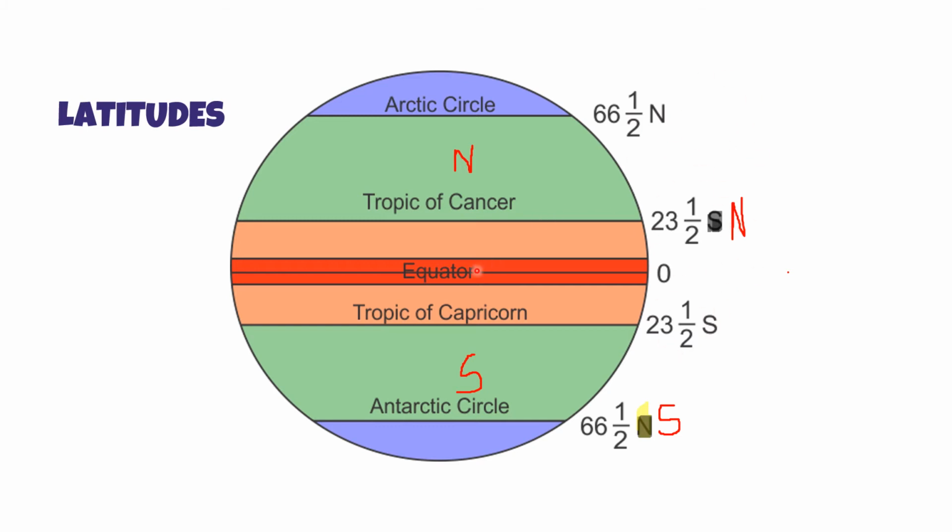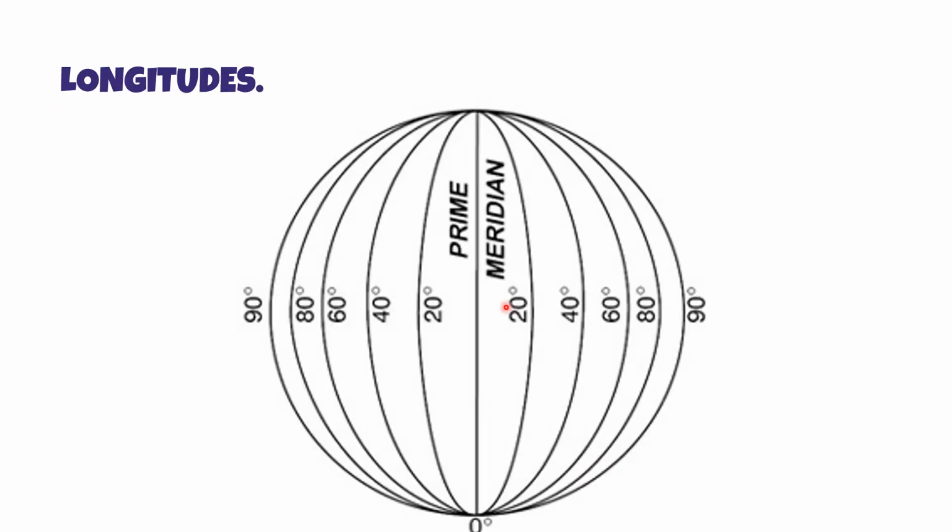There are 90 lines of latitude above the equator, and similarly below the equator you have 90 lines of latitude. So totally you have 180 lines of latitude around the Earth. Next, we will see about longitudes.